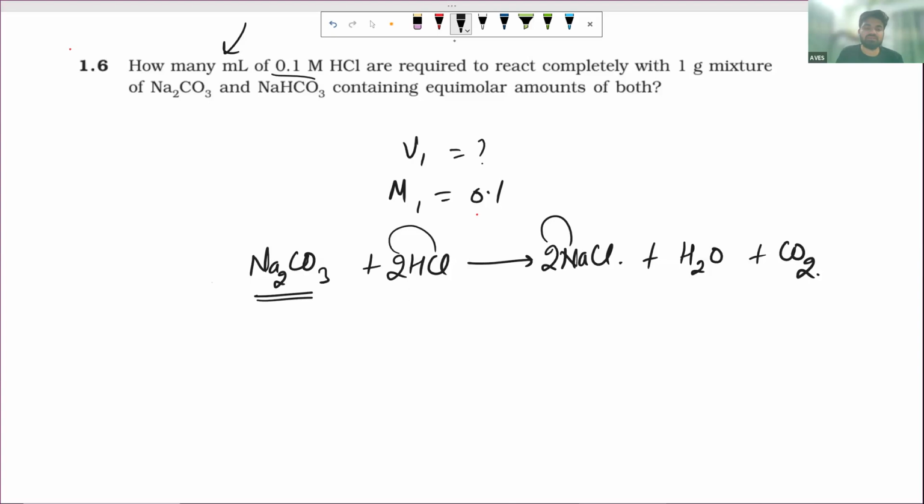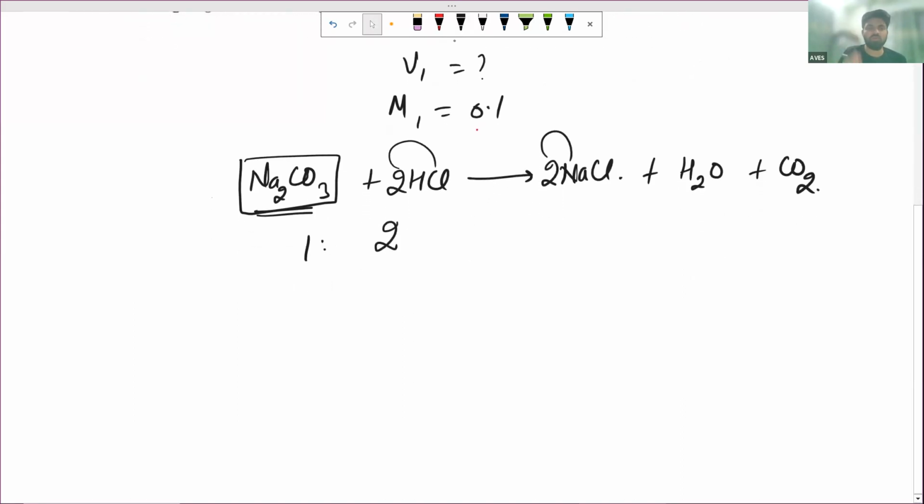Now moving to the next part. Here the ratio of combining acid is 1:2. Got it? Yes, sir. Means one Na2CO3 is going to react with 2 molecules of acid. For example, 1 mole of this one will react with 2 moles of this one. Got it? Yes, sir. Okay. So what is the mass of this one? What is the mass of Na2CO3? Calculate the mass.